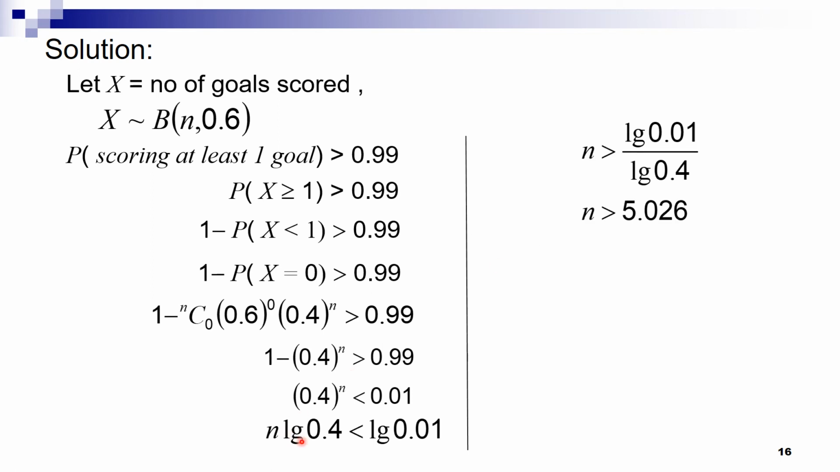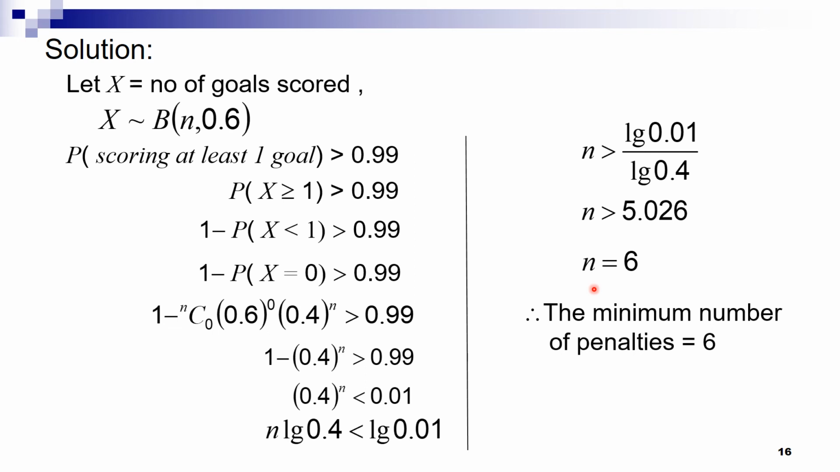Your log 0.4 is a negative value. So when you divide by a negative value, again, your inequality changes direction. So log 0.01 divided by log 0.4 is 5.026. So your n must be greater than 5.026. So the first integer after 5.026 is 6. Hence, the minimum number of penalties is 6.